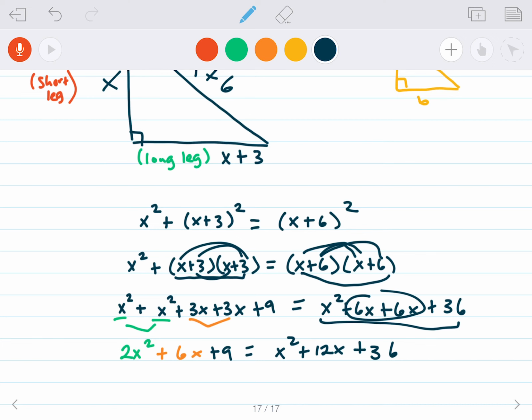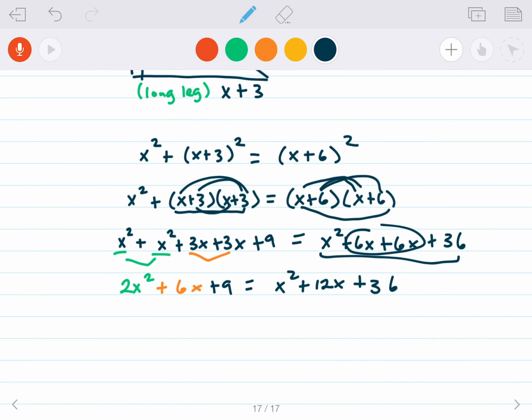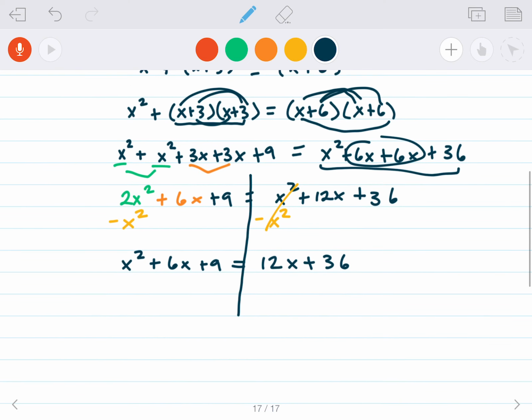So what I can do from here is move things over to other sides and combine like terms that way. The first thing I notice is I have a 2x squared over here and an x squared over here. So I can combine those by subtracting x squared from both sides. 2 of something minus 1 of something is just 1 of something, and I can carry everything else down. Okay, let's see. It looks like I have a trinomial, so chances are I'm going to have to either factor or use the quadratic formula.